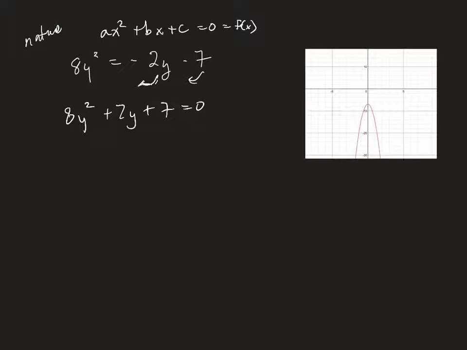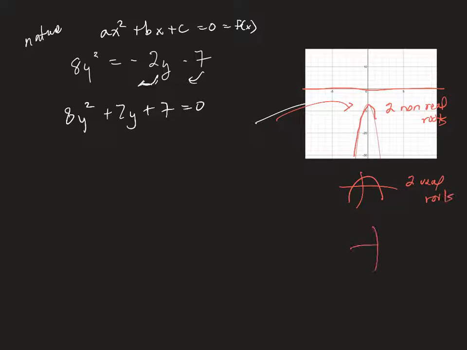Now to determine the nature of the roots, you can graph this, which I've done over here, and notice that in this example, the graph comes up but does not cross the x-axis. So what that tells me is that the nature of the roots, for this one, I would say there are two non-real roots. If the graph crosses the x-axis, you'd say there are two real roots. And if it just comes and touches the x-axis once, then you'd say there's one real root.